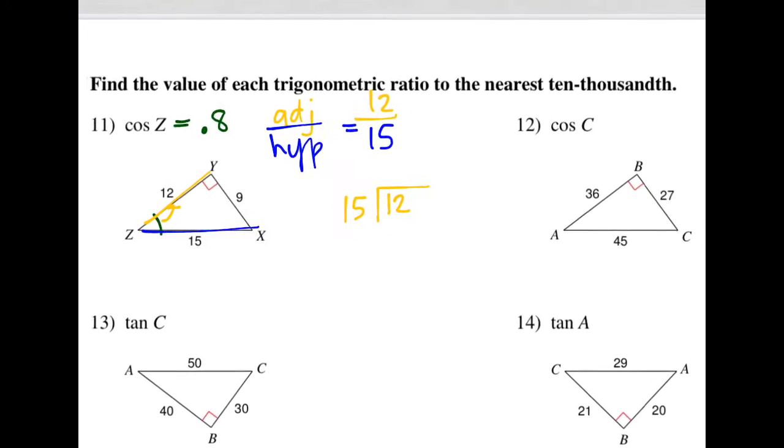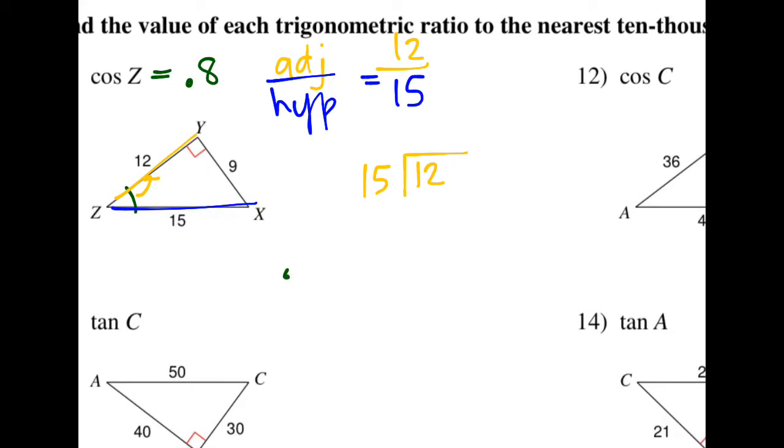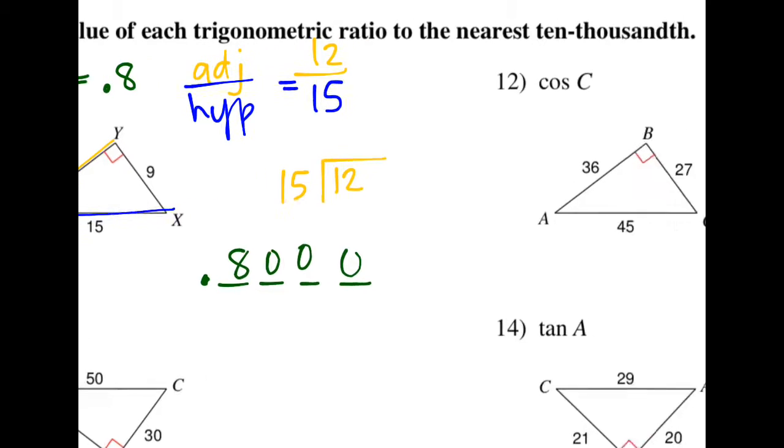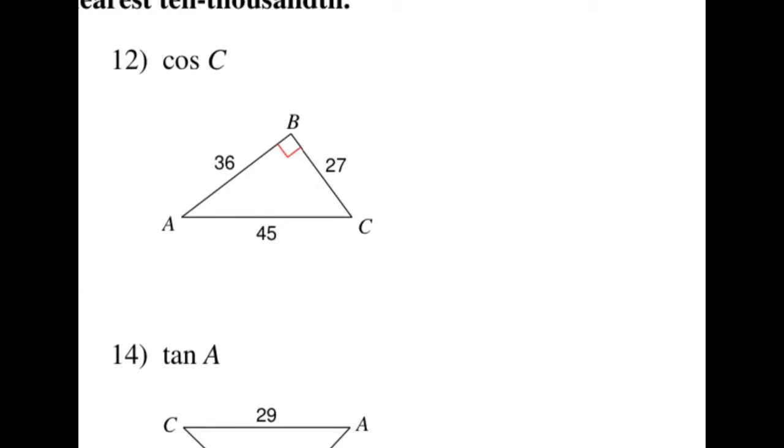Now it says to the nearest 10,000th. That means 4 numbers after the decimal. So if there's nothing else, I'm just going to have to put zeros in. Okay? All right, number 12.